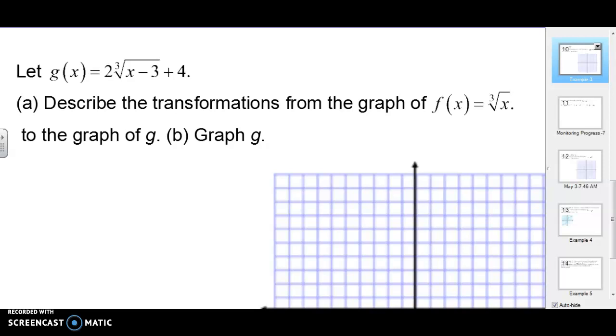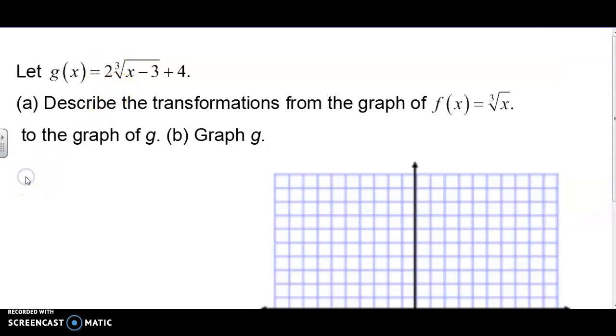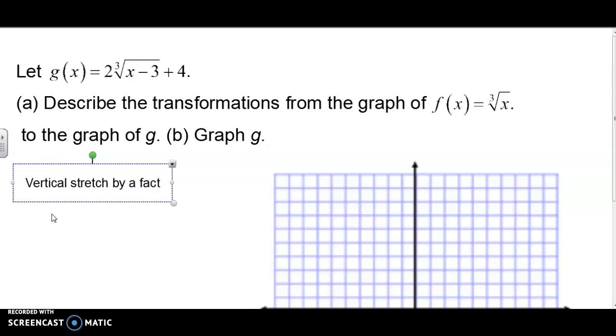So first thing here, they give us g of x equals 2 times the cube root of x minus 3 plus 4. It says describe the transformations from the graph of f of x equals the cube root of x to the graph of g. So the first thing we're going to do is describe the transformation. We always start left to right. The outside is being multiplied by 2, so that would be a vertical. Now would it be a stretch or a shrink? Well, it's greater than 1, so that's why it would be a stretch by a factor of 2.